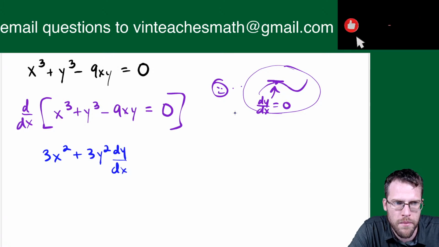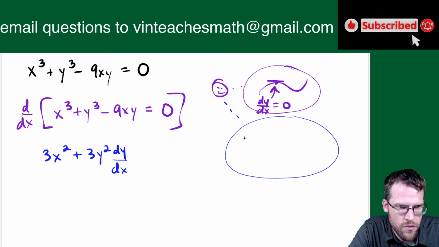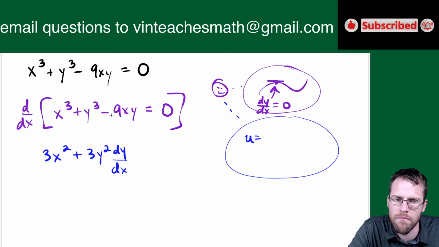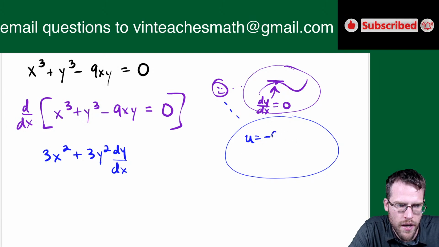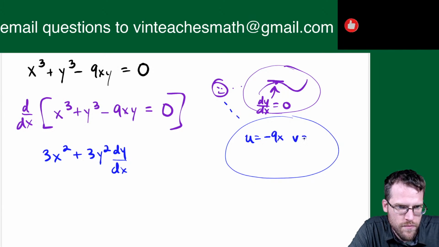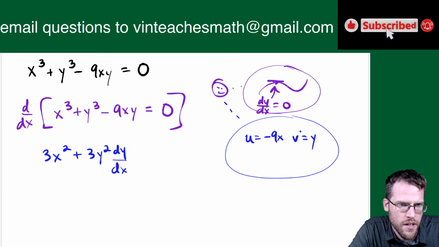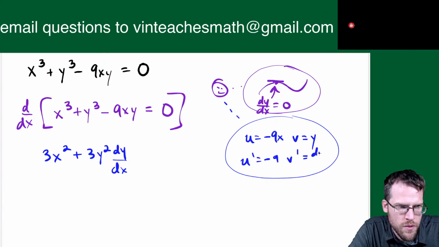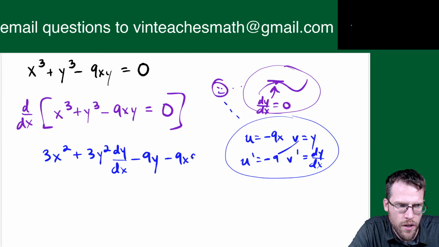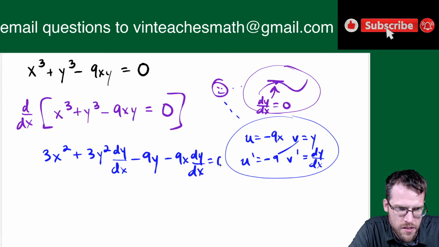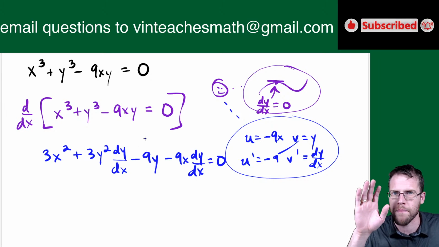And then this is the first part you got to be careful. A common mistake with students with this one is they did something like minus 9y plus 9x dy dx. So you just have to be careful here that you're going to have a double negative. All right, so you can say u equals minus 9x and v equals y. And then u prime is minus 9 and v prime is dy dx. So when we apply the product rule here, we're going to have minus 9y. We're going to have minus 9x dy dx. It's very important that both of those are minuses here. That was the first trap that people stepped in.